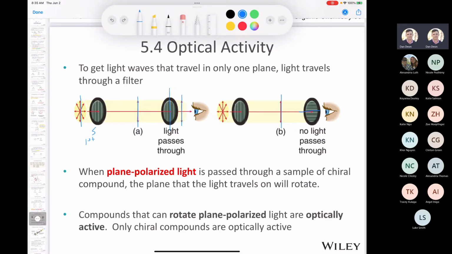But the bottom line is that you need to understand what plane polarized light is. So light, when we pass it through a polarizing filter. And here's what's so cool. This is why plane polarized light is so important to organic chemists: when plane polarized light is passed through a sample of a chiral compound, the chiral compound will actually rotate the plane polarized light. It'll twist it to one direction or the other. And so compounds like a chiral compound that can rotate plane polarized light, we say it's optically active. Okay, we say that it can rotate plane polarized light.